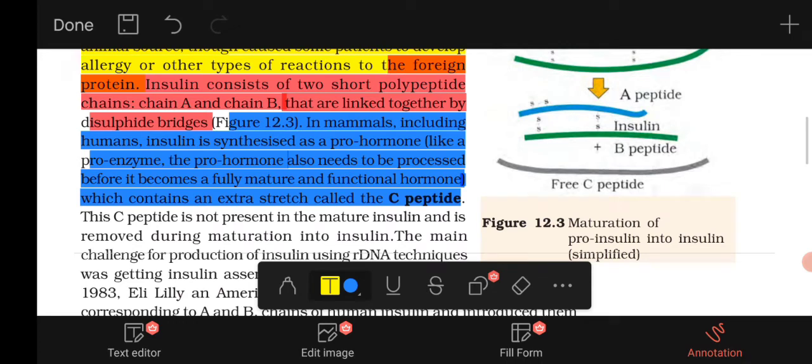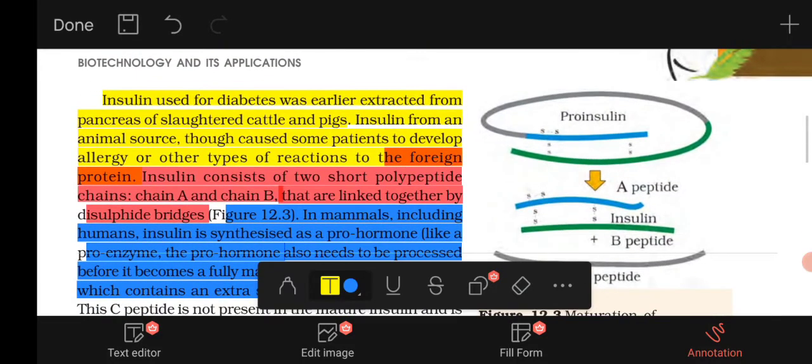So already we know that there are two short polypeptide chains, that is chain A and chain B. But in immature insulin, which is just produced, that is in inactive form or prohormone, it contains an additional or extra stretch of polypeptide, that is the C peptide. This C peptide is present between chain A and chain B. Chain A and chain B are linked by disulfide bridges, but in mature insulin, this C peptide is not present. But when it is in prohormone form, this extra stretch is present between chain A and chain B, and this is called a C peptide. So in this diagram, they have shown it in gray color.